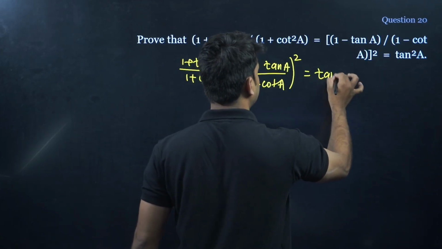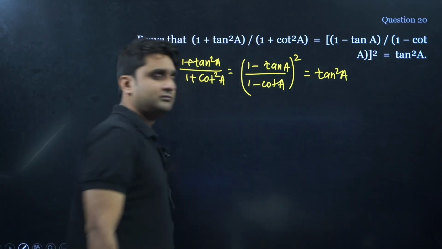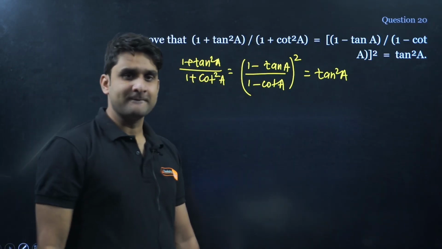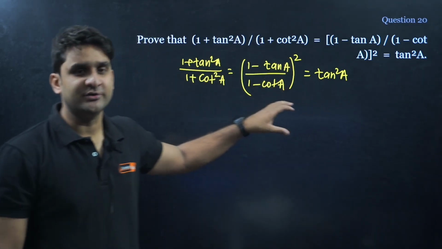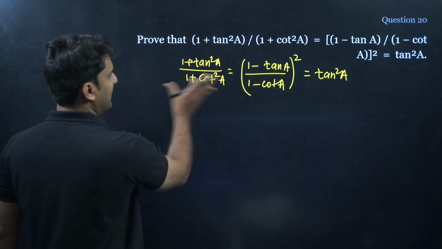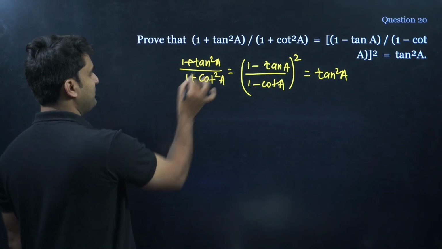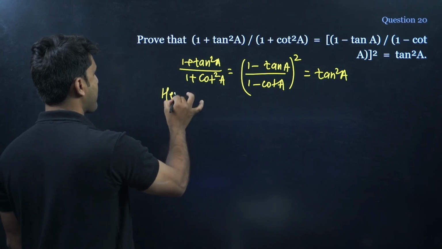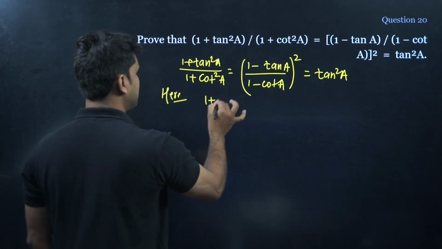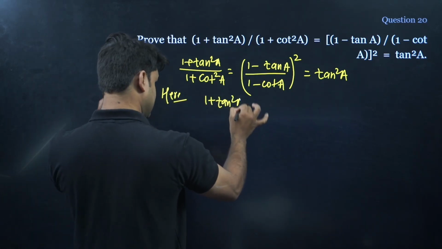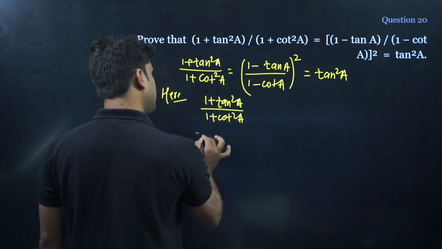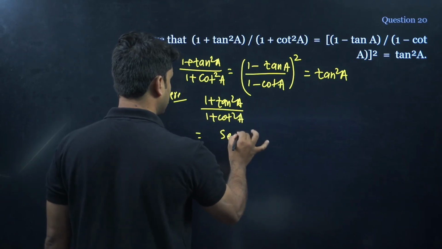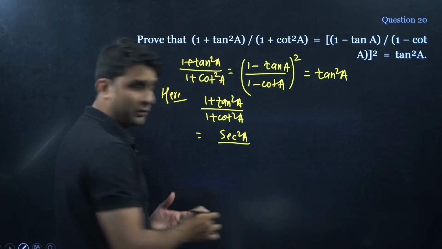That should be equal to tan square A. This is the question. (1 plus tan square A) divided by (1 plus cot square A). So all three should be equal to each other. Let's do one by one. I'm operating on 1 plus tan square A divided by 1 plus cot square A. Guys, 1 plus tan square A is equal to sec square A, and 1 plus cot square A is equal to cosec square A.